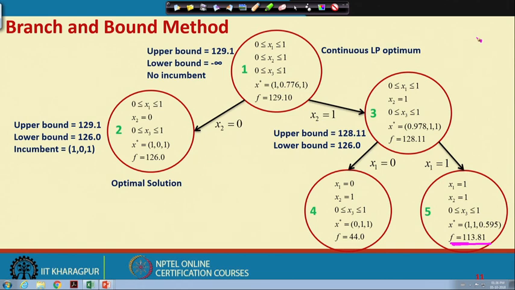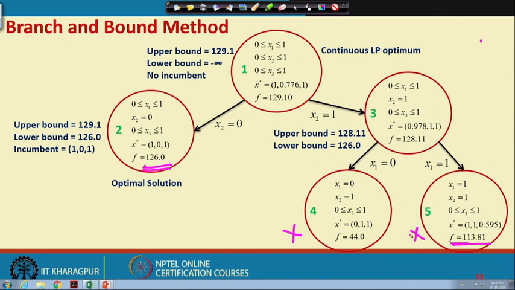So, if I take branches from node 5, so if I create node 6 and node 7 from node 5, the optimal values of those subproblems will have the objective function value either 113.81 or less than that, which is less than 126. So, here also no more branching required, here also no more branching required.